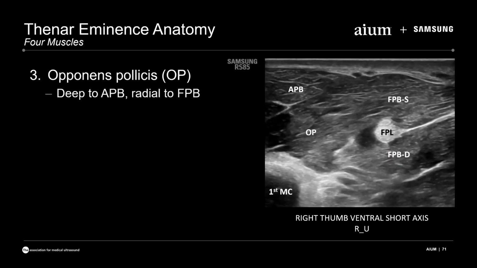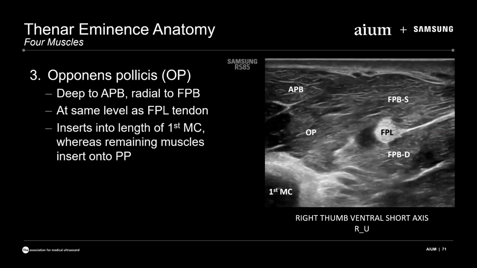And you can identify that because it's deep to the APB and radial to the flexor pollicis brevis. And notice that it's also at the same level of the flexor pollicis longus tendon. So that's a good way to identify it. One thing I find extremely helpful is that this also inserts into the length of the first metacarpal. So you'll see it intimately associated with the first metacarpal, which makes it easier to identify because these other muscles' tendons all kind of converge in the region of the proximal phalanx.